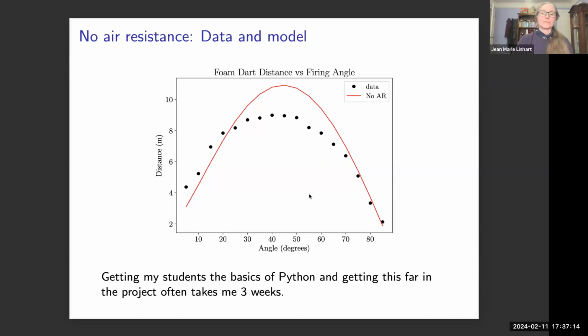They really are off. Getting my students some basics of Python and getting this far in the project at the startup of a term will often take me up to about 3 weeks. I think Peter gets this done quite a bit faster than I do at Texas A&M. And again, with engineering schools, and especially if you've got some integrated MATLAB or Python in your earlier classes, that would also help quite a bit.